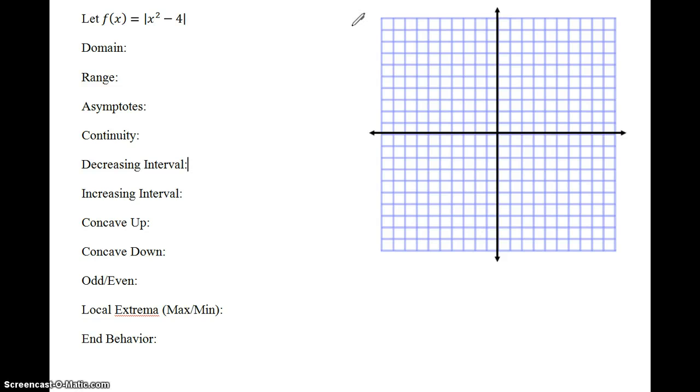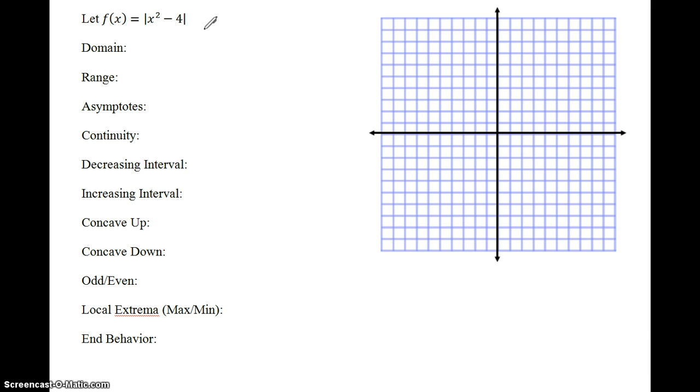Okay, in this video, I'm going to go over analyzing a few graphs. So we're going to look at the graphs and we're going to do some major characteristics of the graph, all of which you'll need to know for our exam coming up. So we're going to go through the domain, the range, any asymptotes, any continuity or discontinuities, increasing or decreasing, concave up, concave down, whether this function is odd or even, the local extrema, and the end behavior.